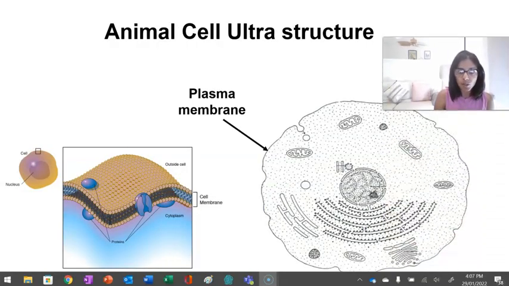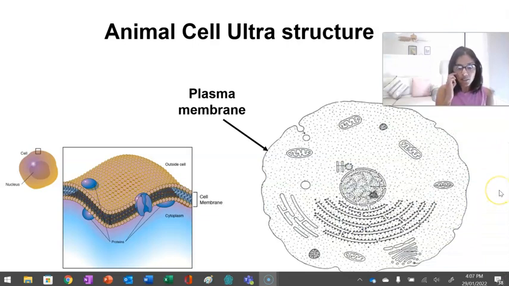Okay, so we are going to be looking at the cell ultrastructure. And what that means is we're going to be looking at the different parts of a cell. So here I've got a cartoon drawing of a cell, and this is an image taken from your textbook to show you what it looks like when it's magnified.